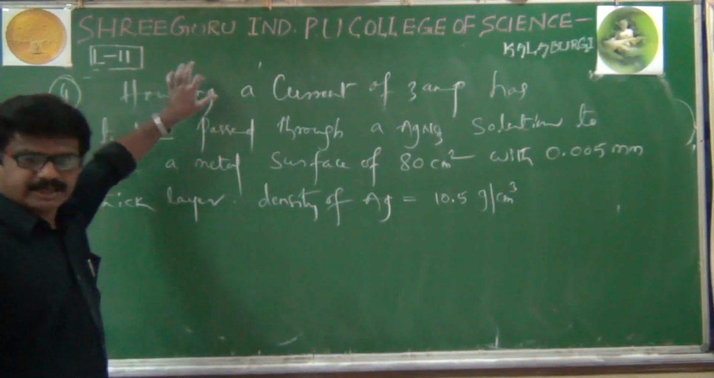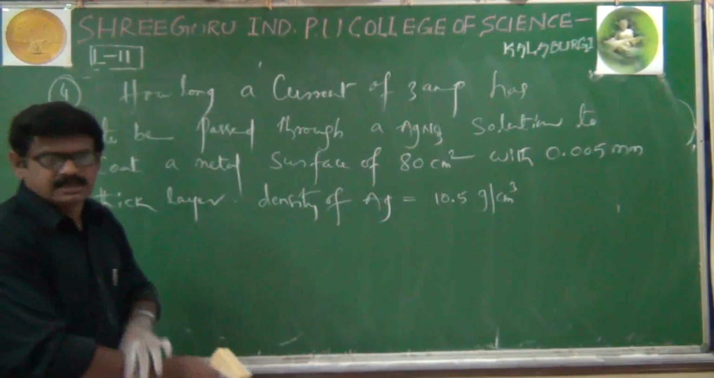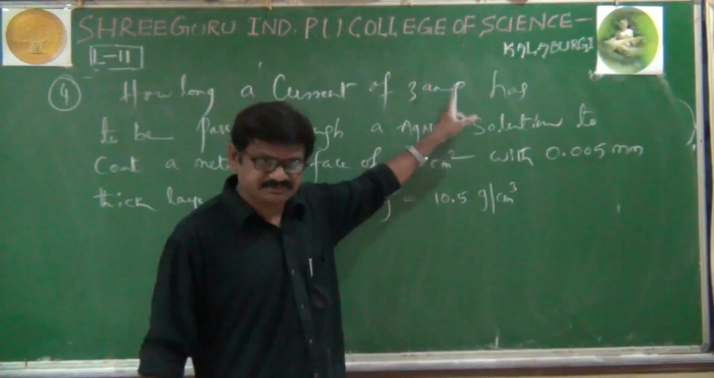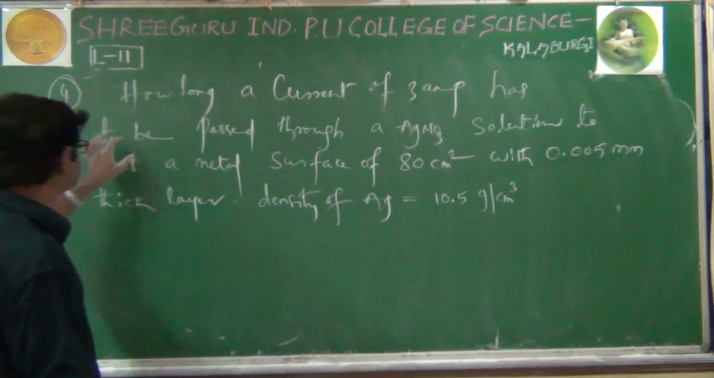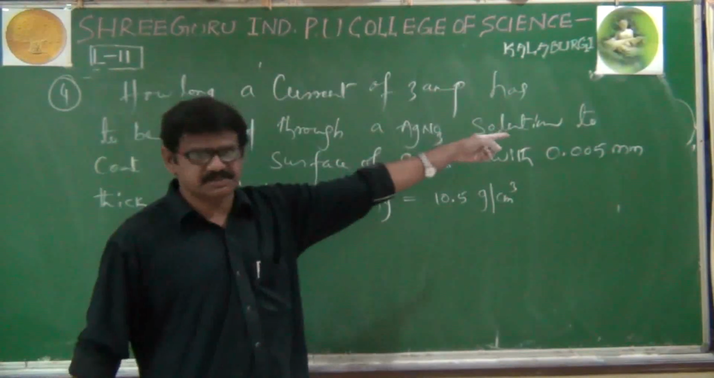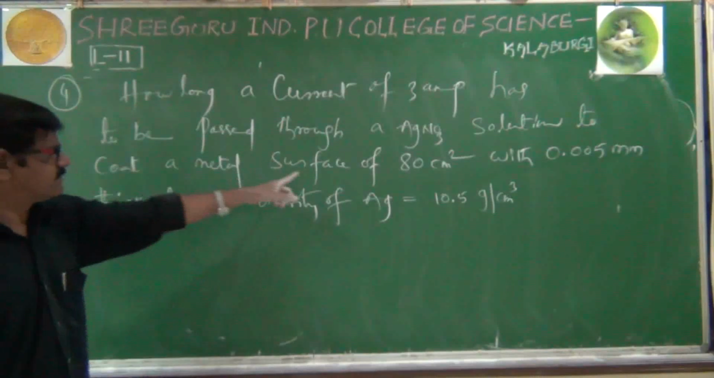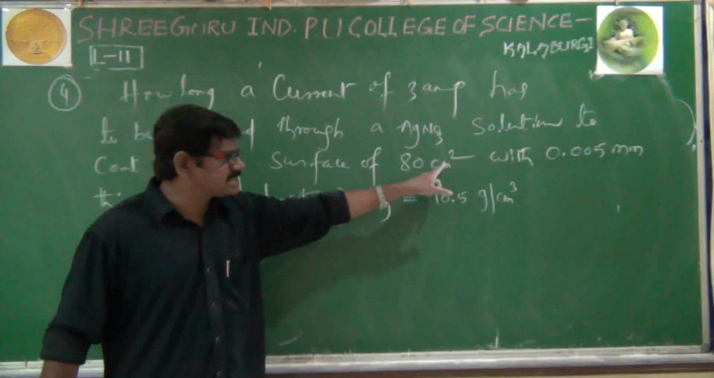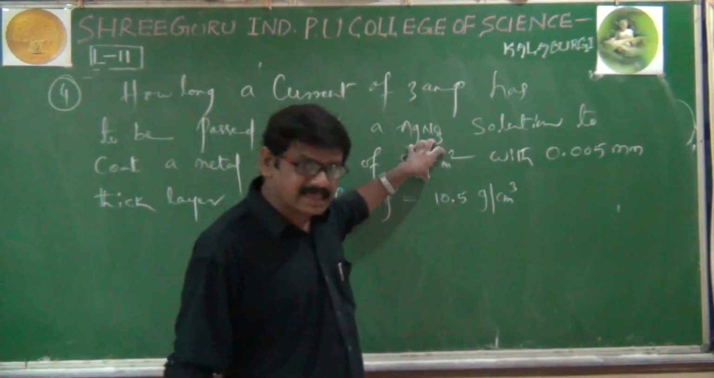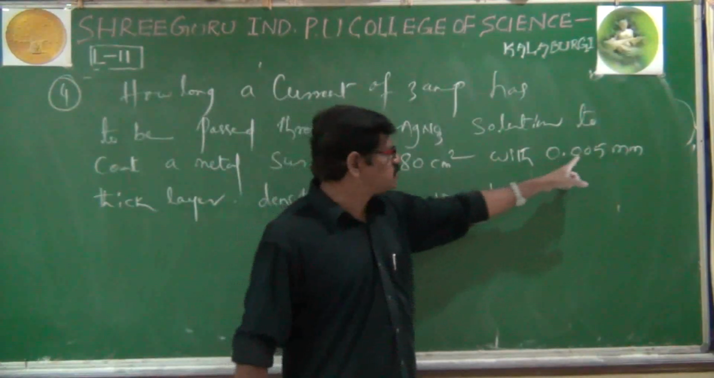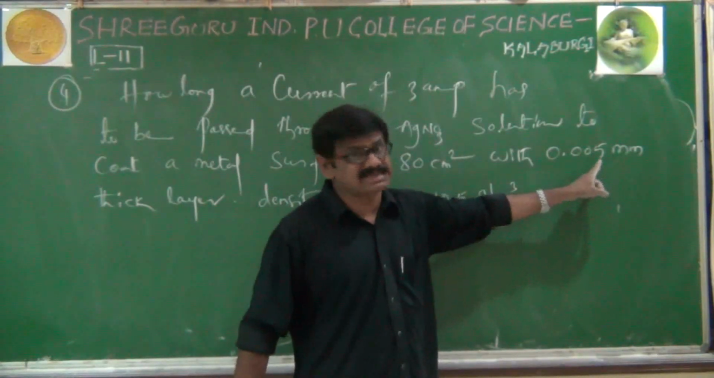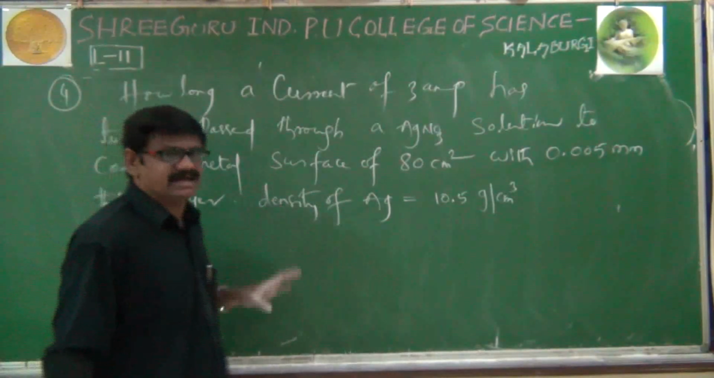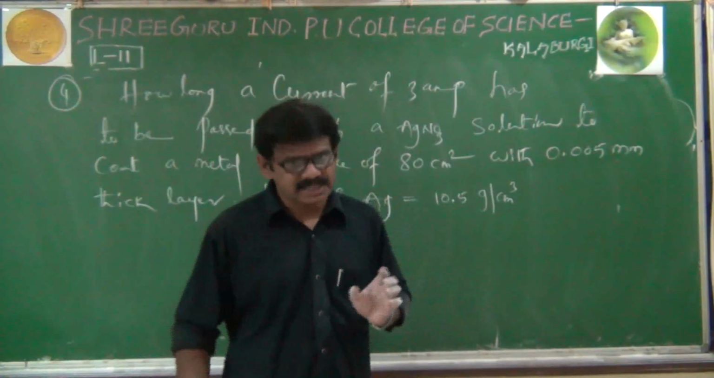How long? Again it is asking time, but the question is completely different from the previous question. How long a current of 3 amperes? Of course, I is given as 3 amperes, to be passed through silver nitrate solution to coat a metal surface of 80 centimeter square. Centimeter square is nothing but area given, and 0.005 millimeters is nothing but thickness given, and of course density is given. With the help of this data, we'll find again time. T we have to calculate.